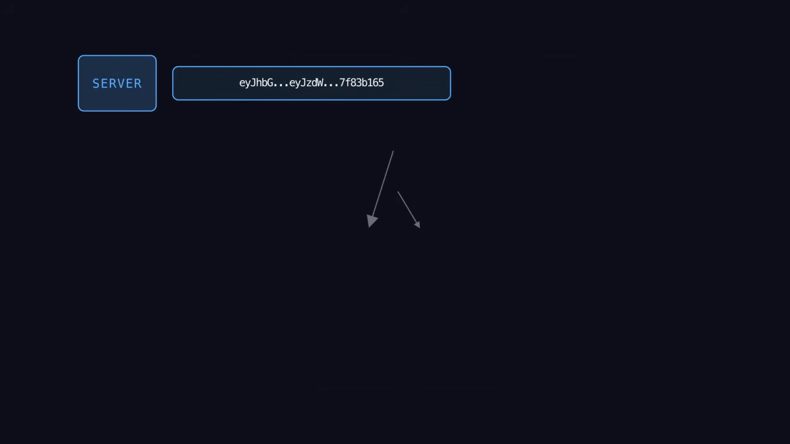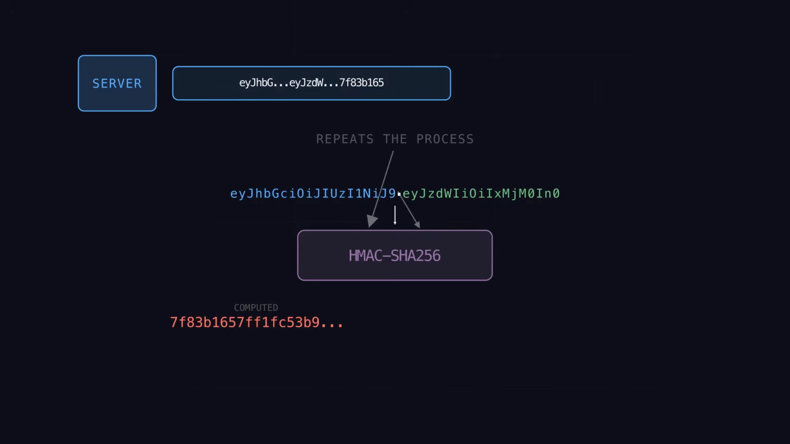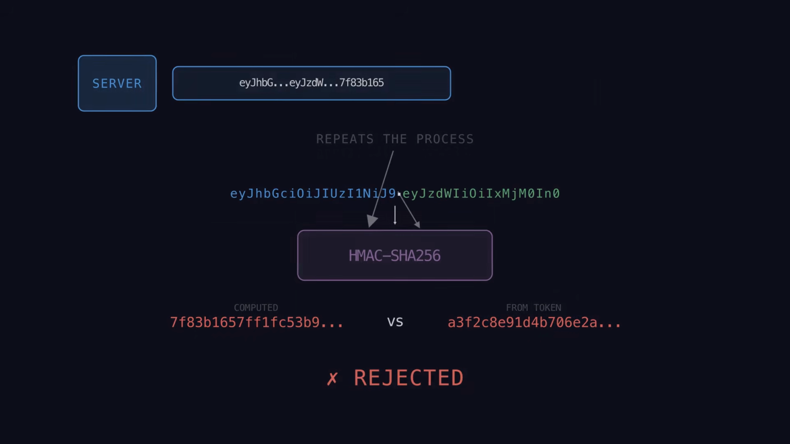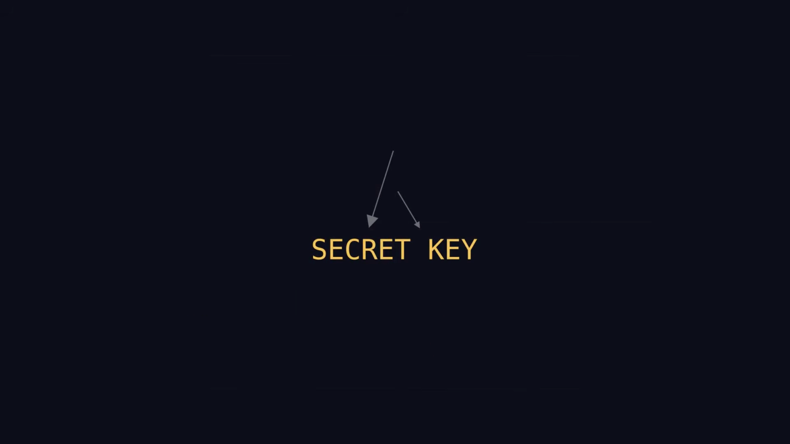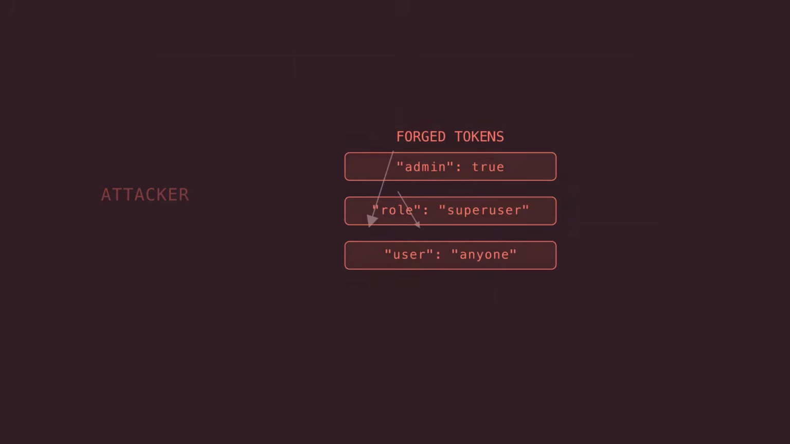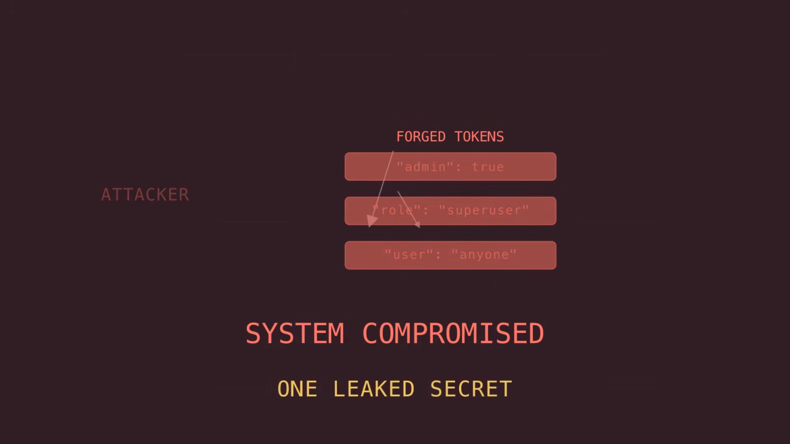That's the signature. When a token comes back to the server, it repeats the process. Take the header and payload from the token, recompute the signature using its secret key, and compare. Do they match? The token is authentic. Do they differ? Someone modified it. Rejected. This is why the secret key matters so much. If an attacker gets your key, they can forge any token they want. Any user, any role, any permission. The whole system crumbles with one leaked secret.